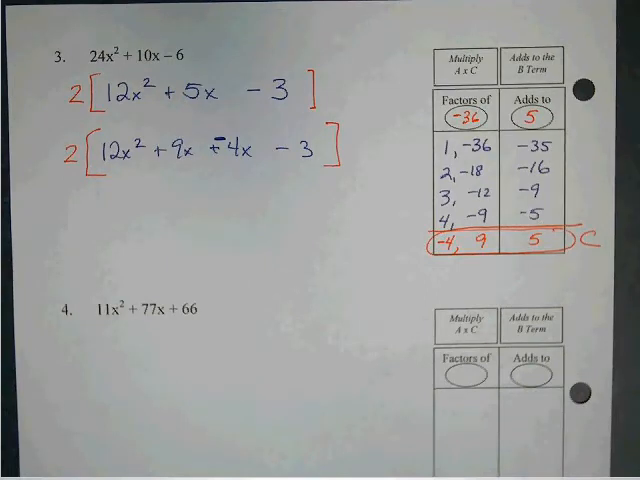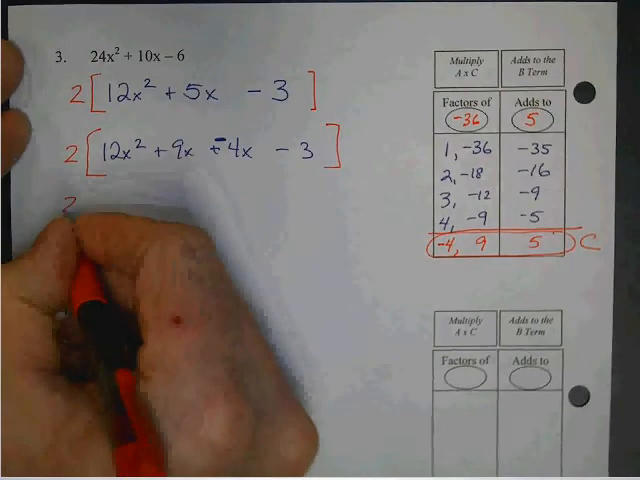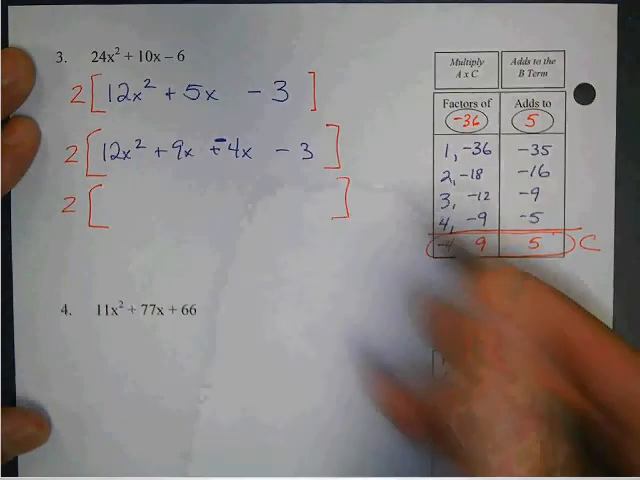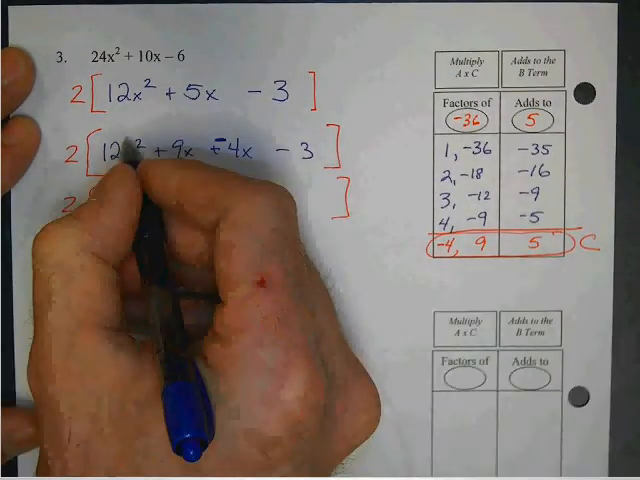Curious, why did you switch the order? Any reason? Just because? Is it okay to put the 9x first? Yeah, it's fine. No big deal. All right. Next line, what do I write first? 2. 2. Nice big brackets.